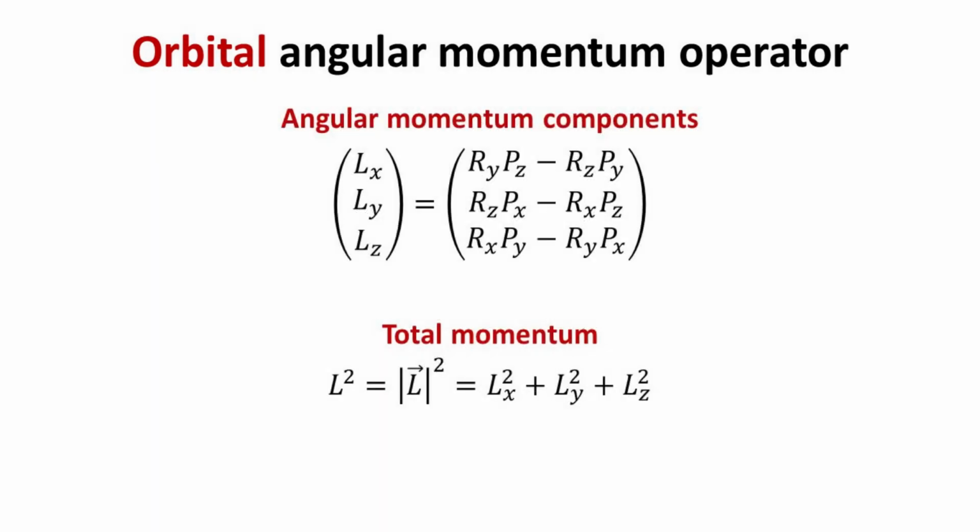We can also define the magnitude square of the total angular momentum, L square, given by the sum of the square of all components. Clearly, L square is Hermitian since it is the sum of Hermitian operators. Now we have our Hermitian angular momentum operators, which correspond to relevant observables of interest. We are ready to ask the question: which of these observables are compatible and can be precisely measured?